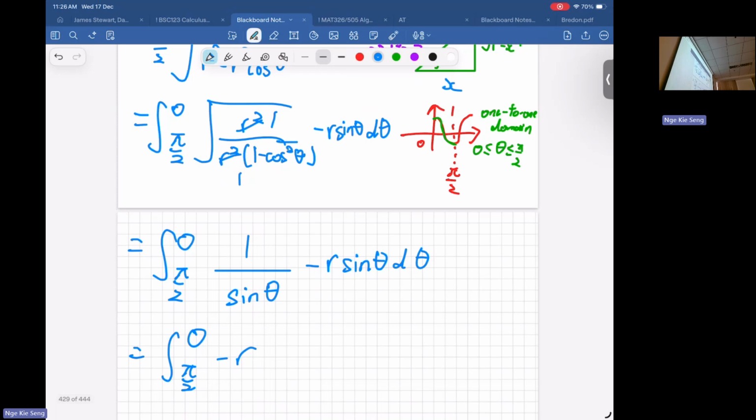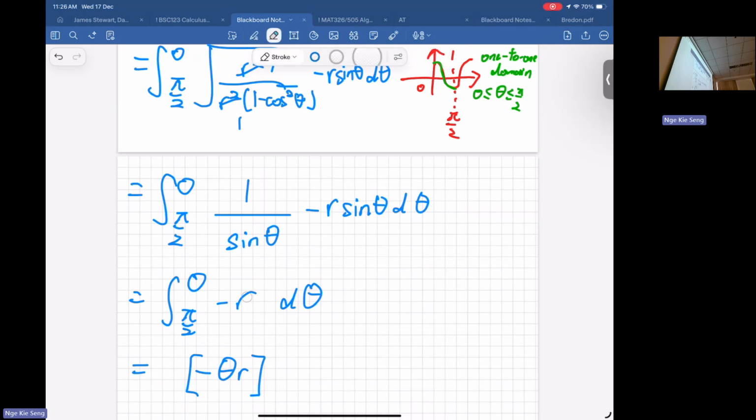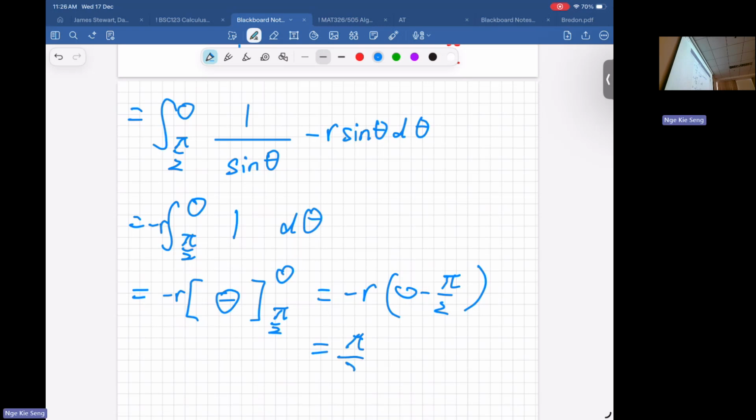Well, so what do you get from minus r here? You get minus r times theta, right? R is a constant. If you like, I can pull the minus r out first. So it becomes a constant, and you get a theta inside. But then what do you get from here? Minus r times 0 minus pi over 2, which is pi over 2 r.